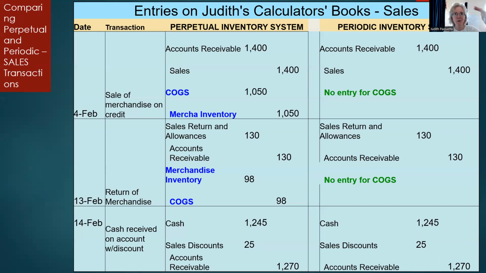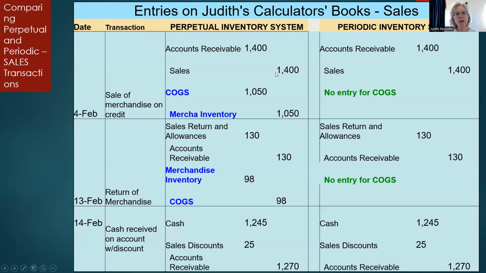Again, it's like the equipment and accumulated depreciation. We want to know the difference between our gross sales and what was returned. And we feel that way about the sales discounts too. We want to track those separately. Okay. So you'll notice that for both the sales transaction, it's a 4-line journal entry. And for the return transaction, it's a 4-line journal entry. And that becomes pretty important because what are you doing here? You know this part, accounts receivable, sales.